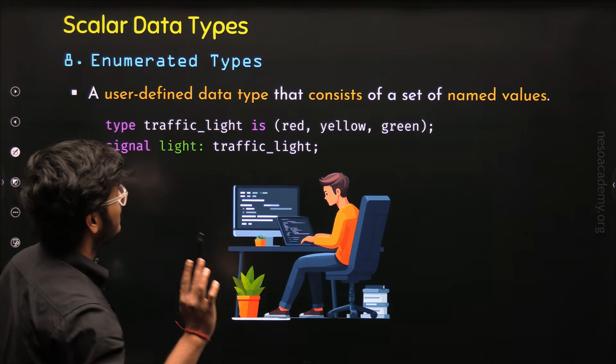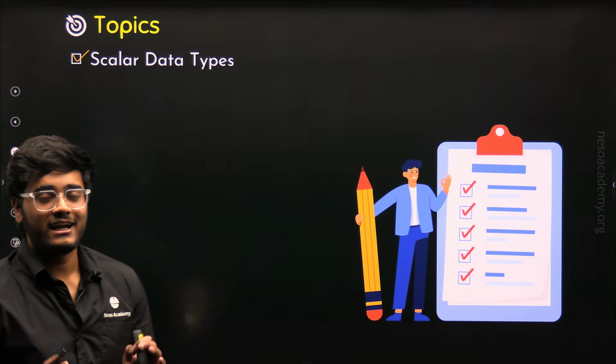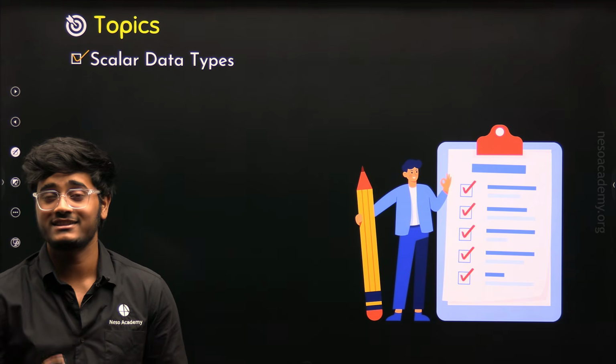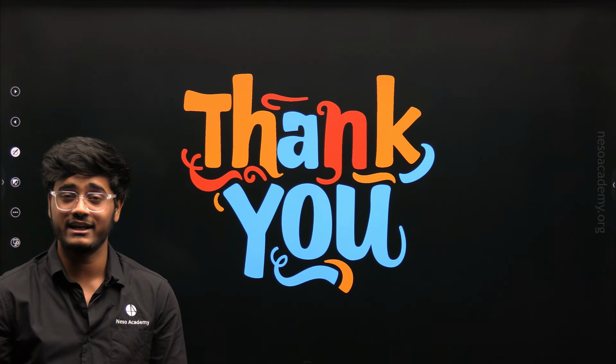Which means we are done with enumerated types. So we are done with this topic, scalar data types. In the next lecture, we will study more about composite data types in detail, which means we are done with this lecture. I will see you in the next one.